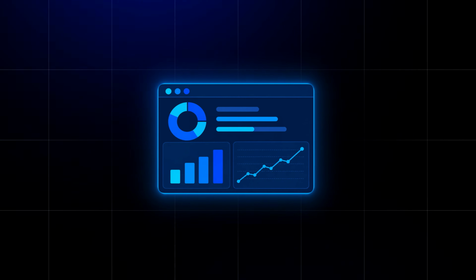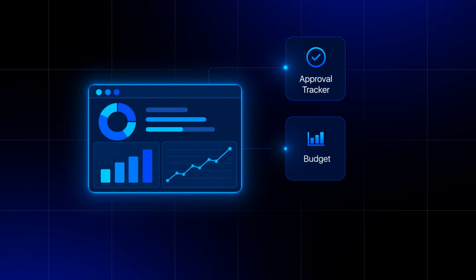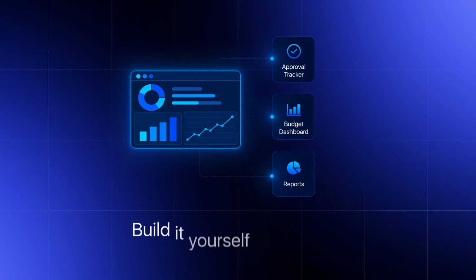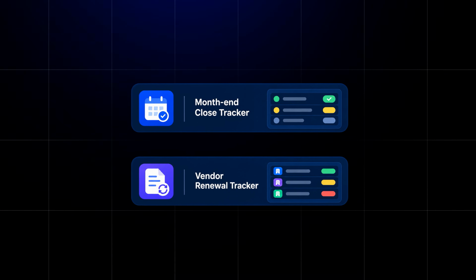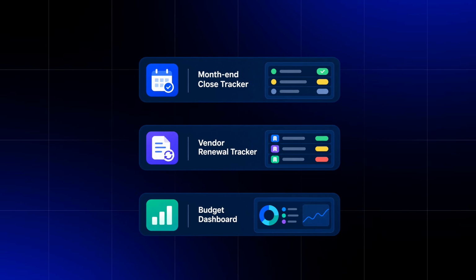Right now, we're seeing thousands of finance professionals we work with no longer need engineers to get these type of tools built, because they can just do it themselves in minutes. In this video, I'll show you how you can too. We'll build 3 finance tools live in Lovable together: a month-end close tracker, a vendor renewal tracker, and a budget dashboard, all far faster than you could before. So let's get into it.